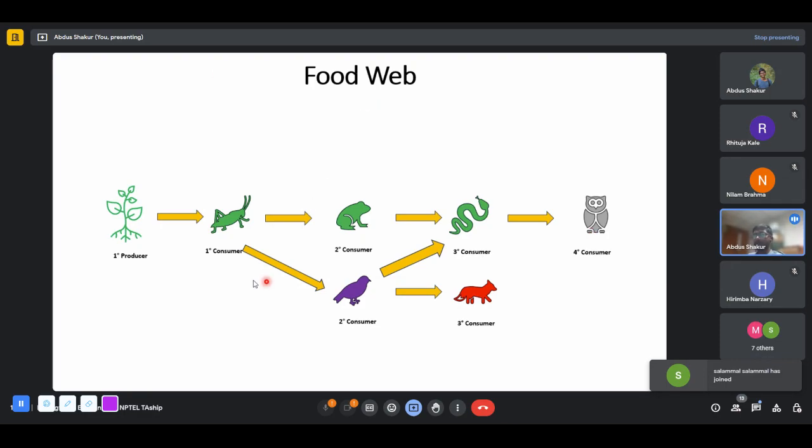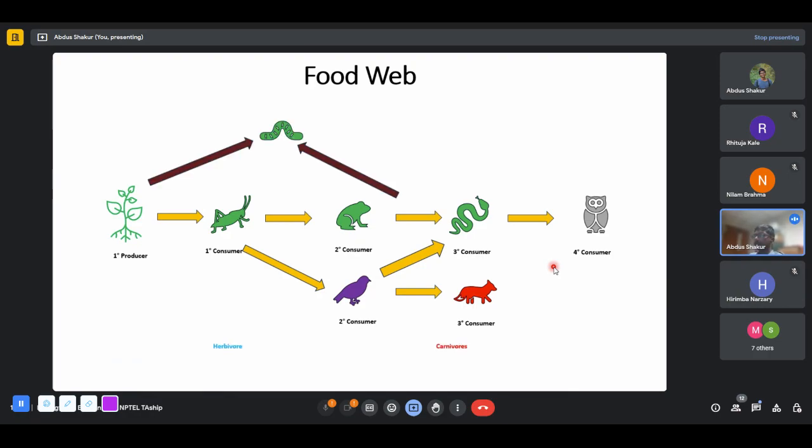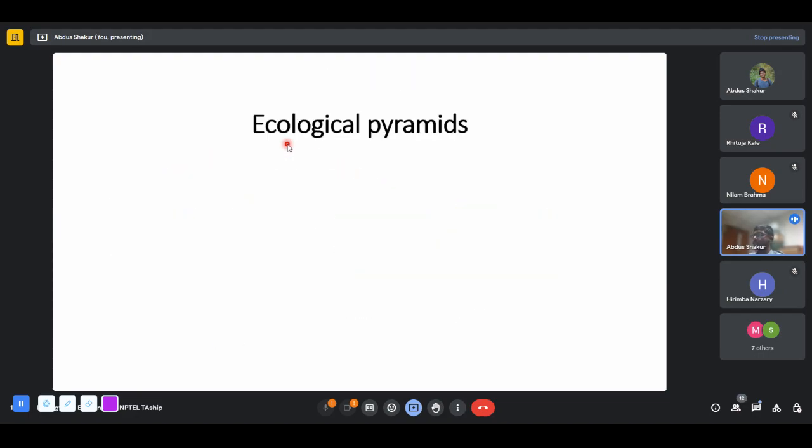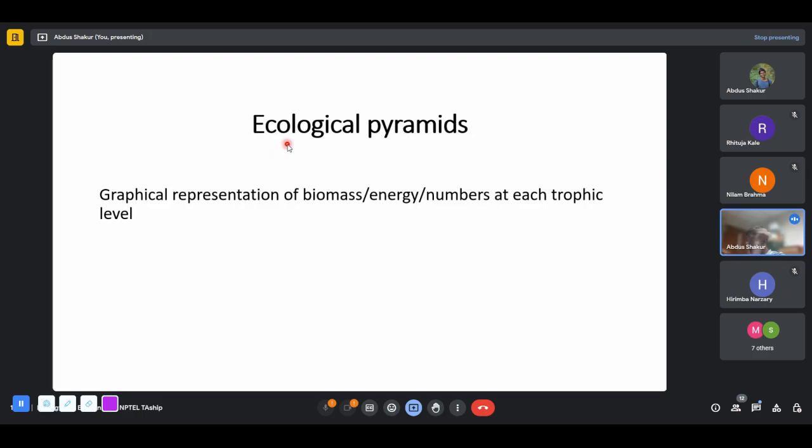So similarly, we can classify the consumers based on their position. If they are eating the producer, you call them primary, secondary, tertiary, quaternary, and so on. And similarly, you have decomposers that are also present in a food web. So it's just so complex. So how do these change? We try to understand some of these food chains and food webs using these things called ecological pyramids.